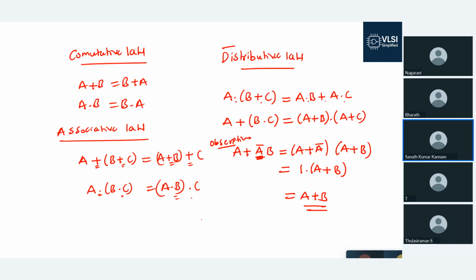So similarly, you can write A bar or AB equal to what? So this becomes the redundant. But if you expand, what you are getting? A bar or A, and next A bar or B. So this is 1. A bar or B. So this is A bar or B. Okay. So these are the laws.